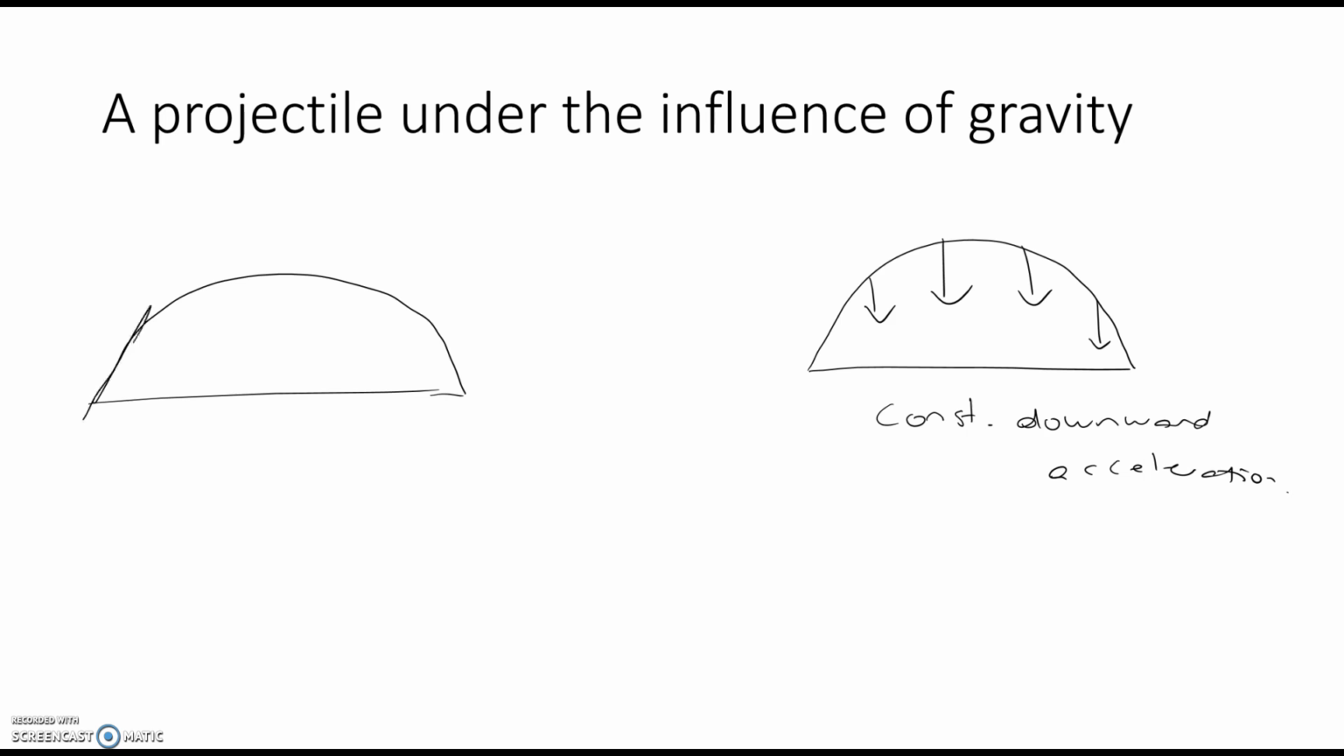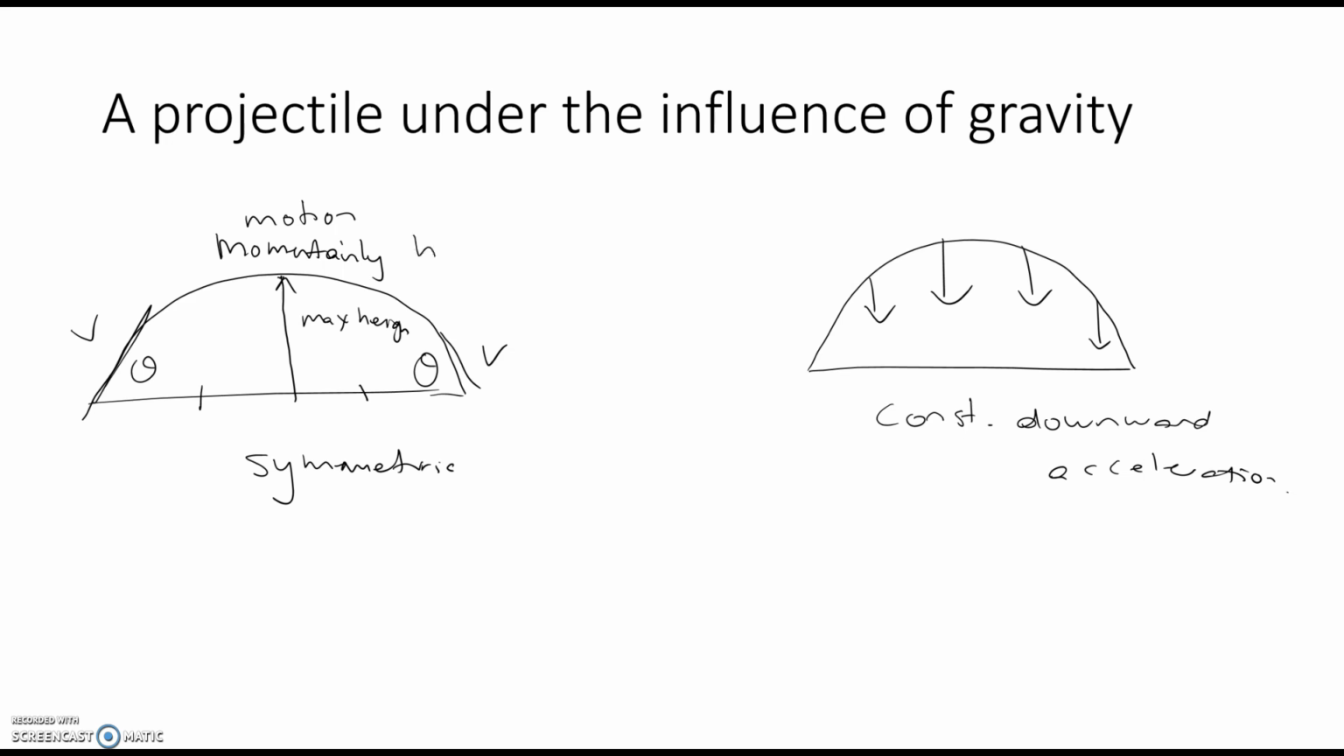the velocity that it takes off at is the same velocity as it comes down at. The angle that it goes up at is the same as the angle that it goes down off, because parabolas are symmetric. That means that the maximum height is there, so that this distance is the same as that distance. The motion at the top is momentarily horizontal. Momentarily it stops.